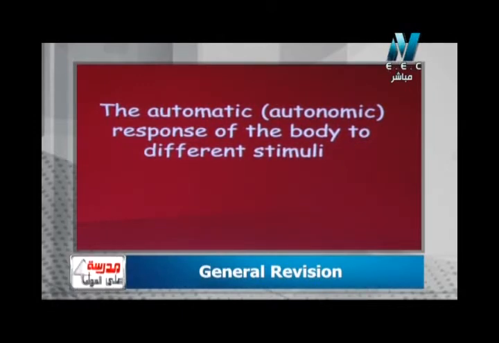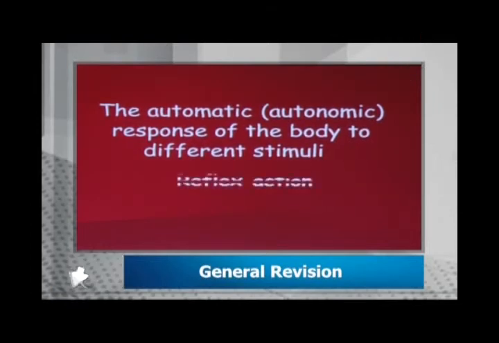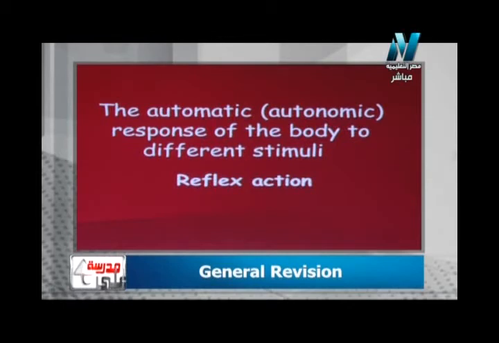So the automatic response of the body to different stimuli is surely the reflex action، رد الفعل المنعكس, such as what happens if something gets near your eye. لو شيء قرب من عينيا I can close my eye or blink my eye. برمش بعينيا أو بقفل عينيا. Why? Because it's a reflex action.